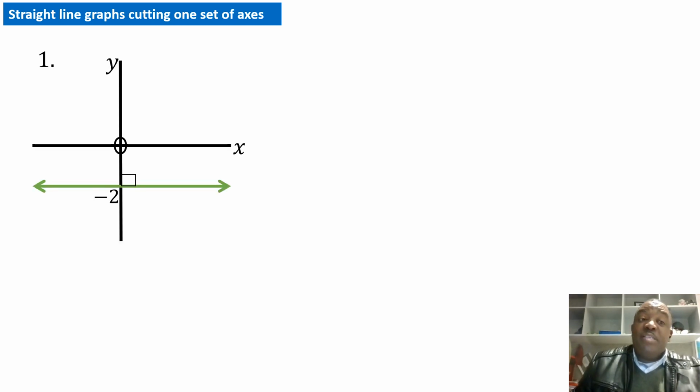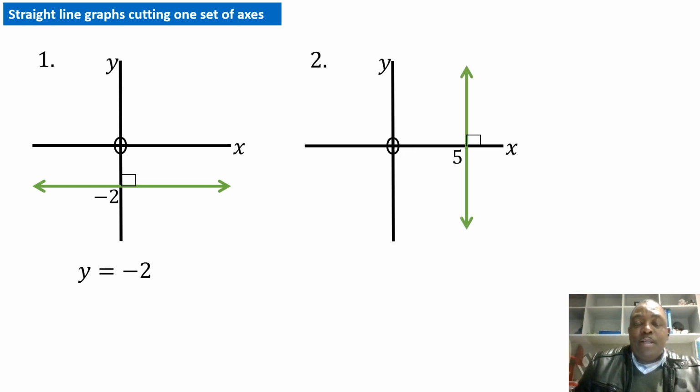So let's start. Straight line graphs cutting one set of axes. These are easy. They're normally 1 mark questions in a test or an exam. And this is pretty straightforward. y equals -2. It cuts the y-axis at -2. And here's another one, it cuts the x-axis at 5, so x equals 5. Simple. Now straight line graphs cutting through the origin.